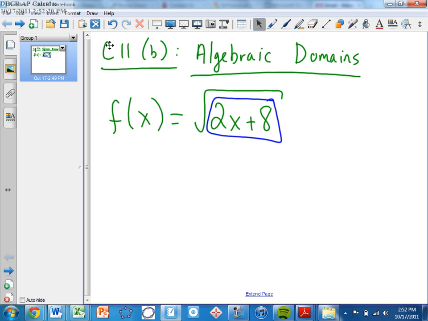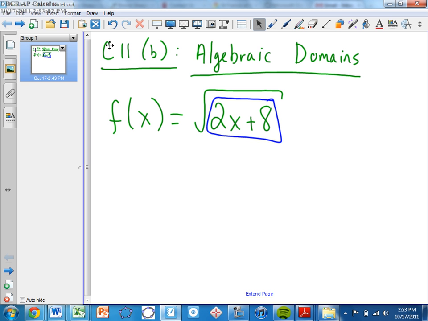So, for this example, can somebody tell me a value of x that, when substituted in, would give me a negative under here? Think of a value of x that would make this radicand, the blue box, negative. Raise your hand, please. Anthony? Negative 8. If you plug in negative 8, you get negative 16 plus 8, which is negative 8. So that works. Give me another example. Negative 3. Negative 3 would make this negative 6, plus 8 would become positive 2 still, so that one doesn't work.